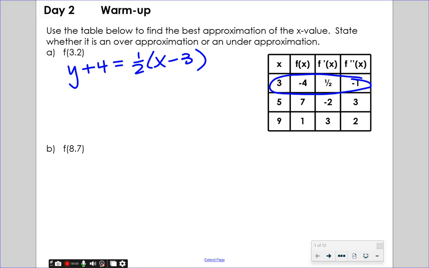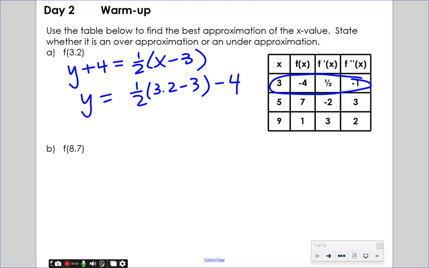Do we remember what the next step is? Plug in this 3.2 in for x. So that would be 1/2 times 3.2 minus 3. And I'm also solving for y, so I could go ahead and write y equals and subtract the 4 on the end. You do not need to simplify this. You can just leave it like that. So this is our approximation right here.